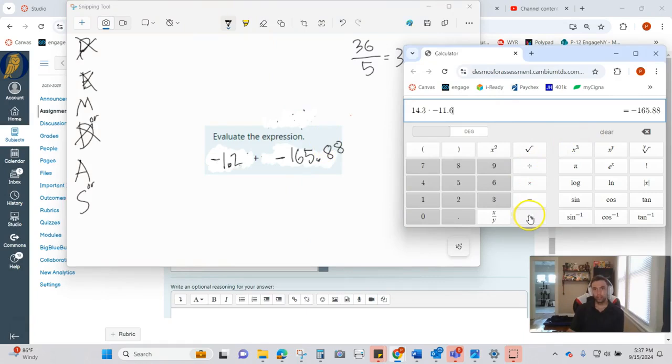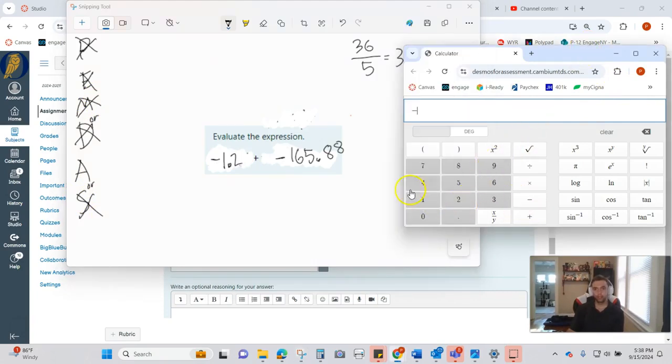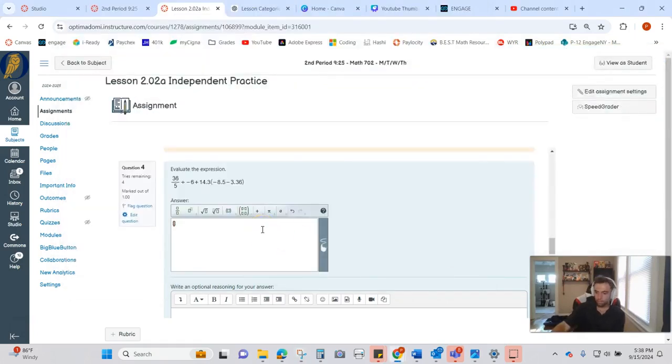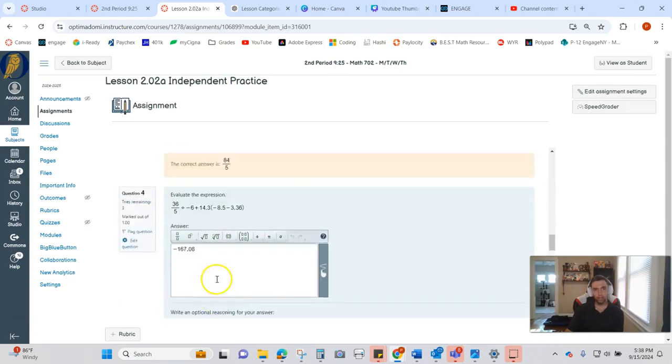Then we can add. Now we only have adding left. So we finished the multiply. We don't see any subtraction. We just see adding. Negative 1.2 plus negative 165.88 is negative 167.8. Negative 167.08. Our final answer. Negative 167.08. Check. Yay! No!